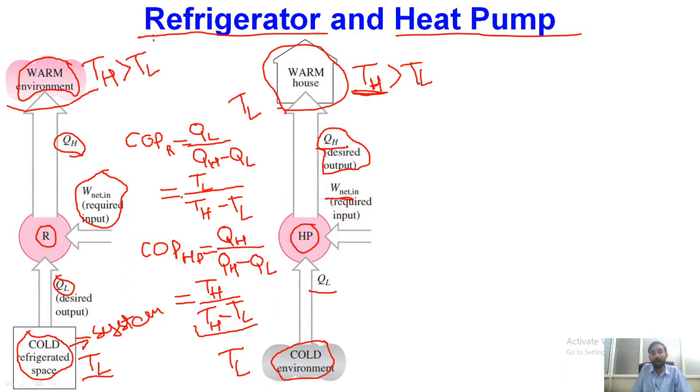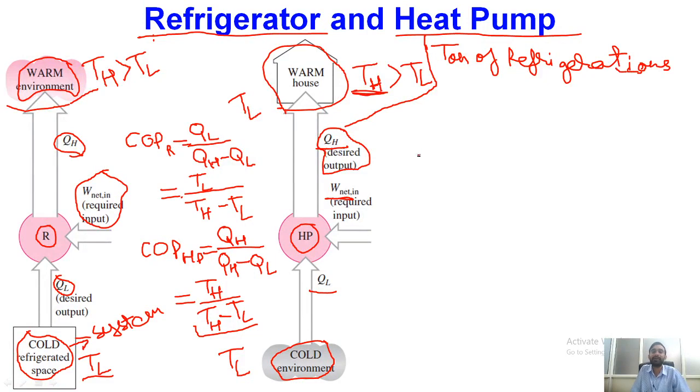Okay, now when we go for actual refrigerating units, we define the capacity of a refrigerator using a parameter which is known as ton of refrigeration. For example, when you go to the market to purchase air conditioners for your home, we generally take either a 1.5 ton AC or a 2 ton AC or a 3 ton AC. So the practical unit which measures the capacity of a refrigerator is known as ton of refrigeration.